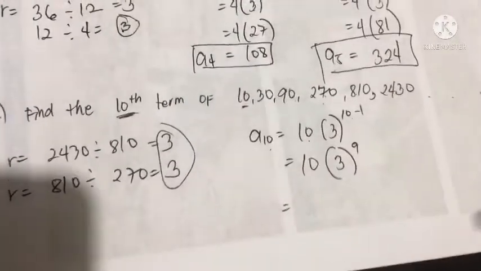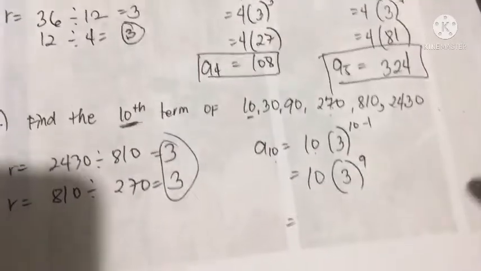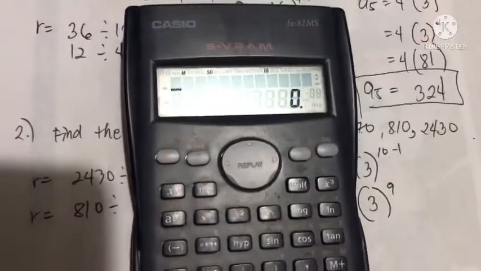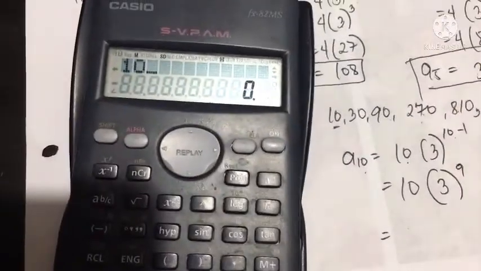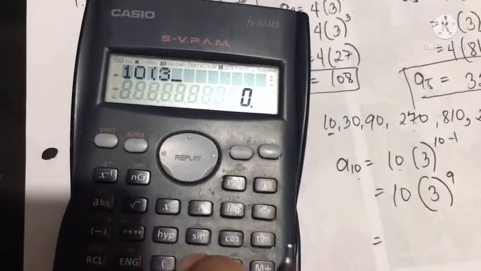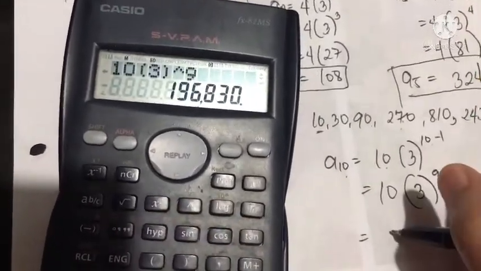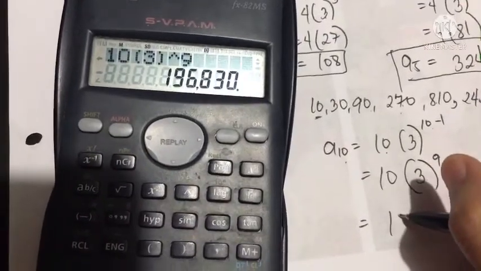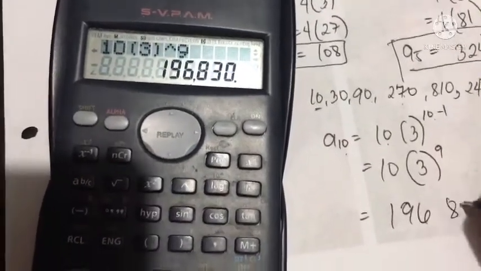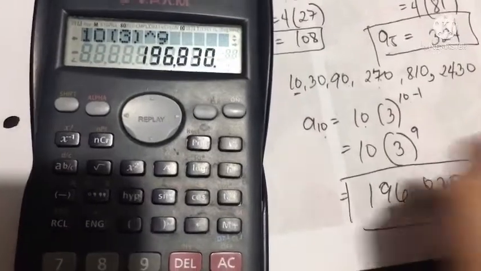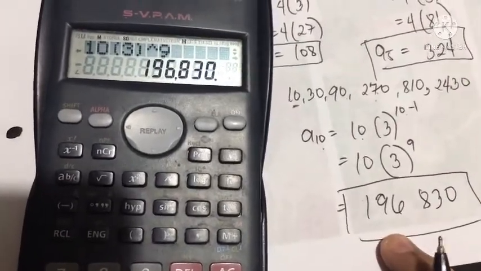So, i-calculator na lang natin. Yan. We can use the calculator. So, magiging, i-type na lang natin yan ng buo. 10 times 3 raised to 9. So, our answer is 196,830. Ito yung ating 10th term. Alright?